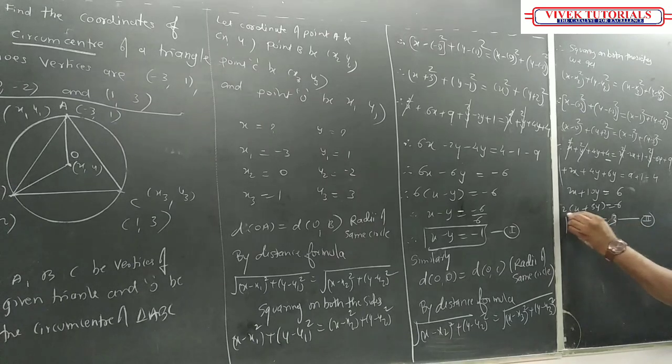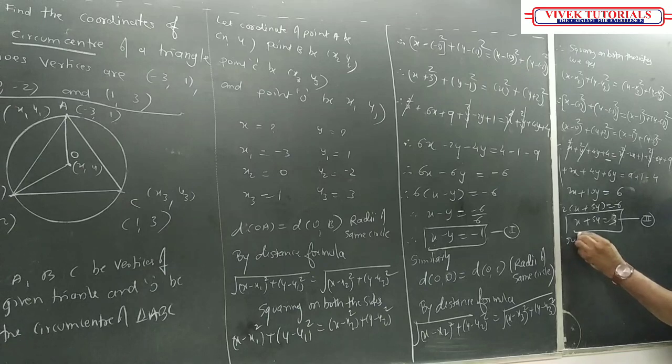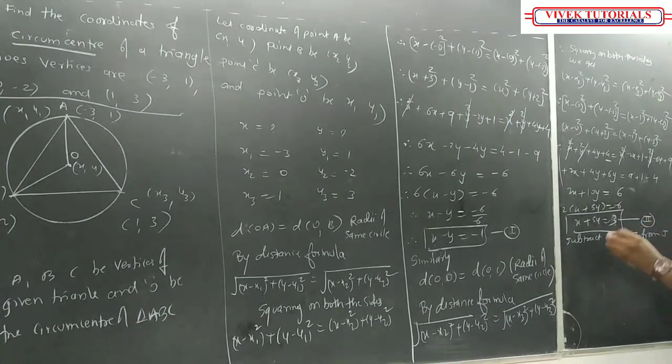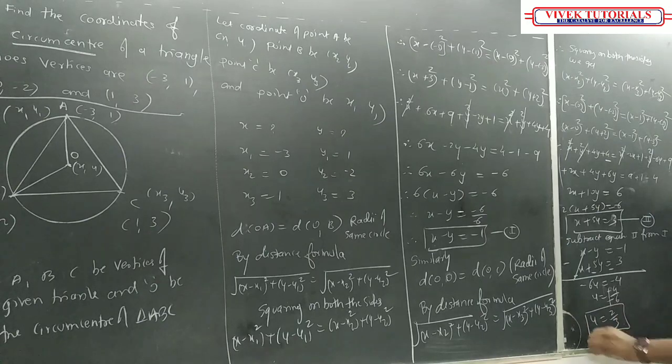Now we are going to solve these two equations, x minus y and this one. Now look, here also x is there, here x is there, and plus x is there. We will do one thing: subtract equation 2 from 1. x minus y is equal to minus 1, x plus 5y is equal to 3. When I subtract, we have to change the sign. x, x get cancelled, minus 6y is equal to minus 4. y is equal to minus 4 upon minus 6, minus minus get cancelled. y is equal to 2 upon 3.